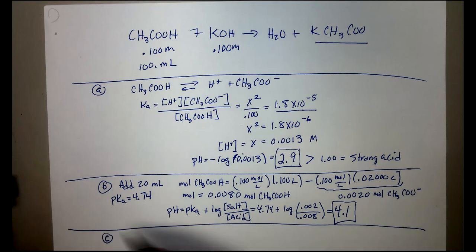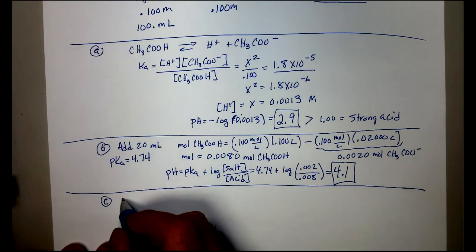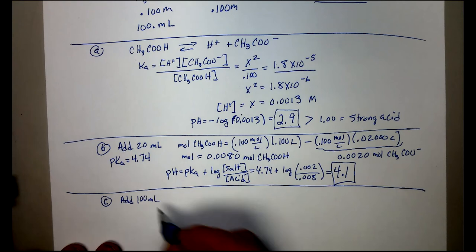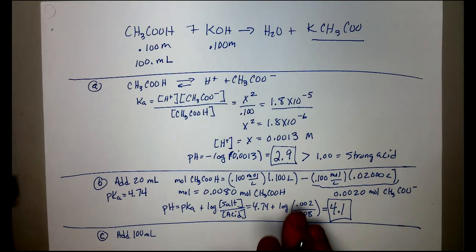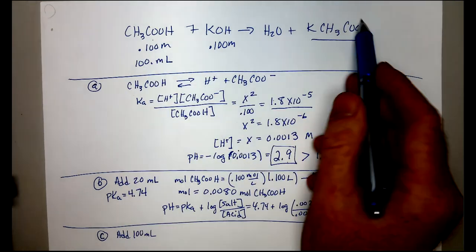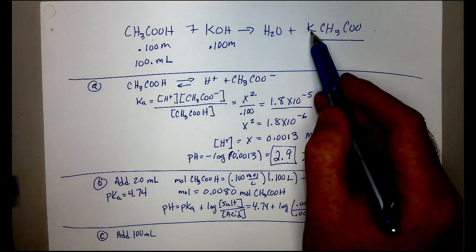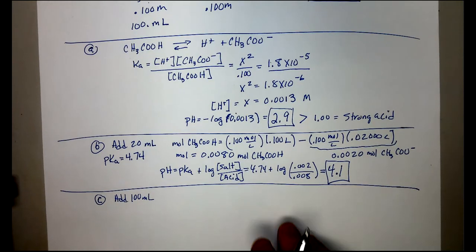C, and we're going to consider it after we added the full amount of 100 milliliters, which means all of the acetic acid's been neutralized. So if we add 100 milliliters of this, it's going to use all this up, and what I'm going to have left is a solution of potassium acetate. Potassium is a spectator ion, it's neutral.